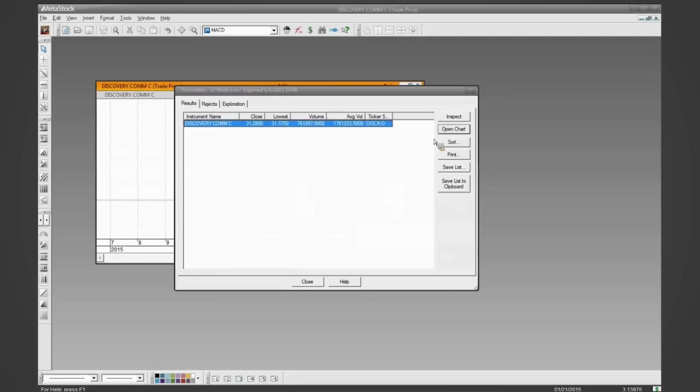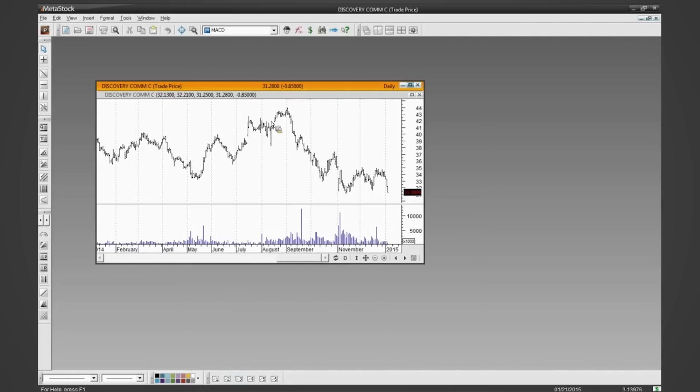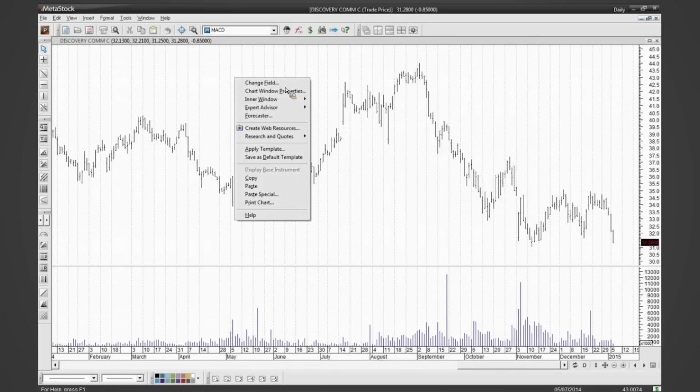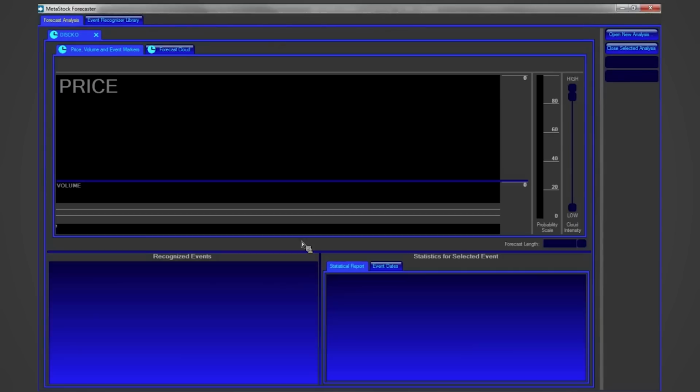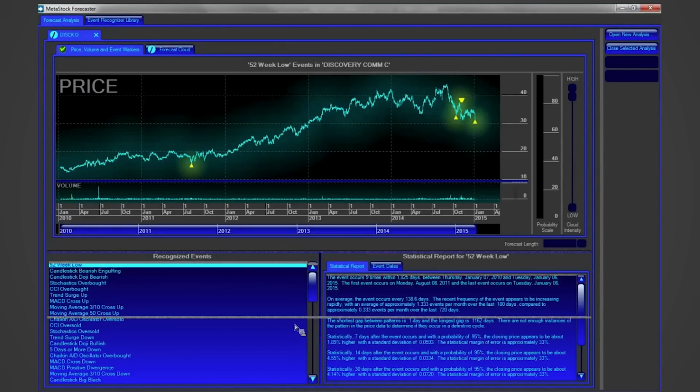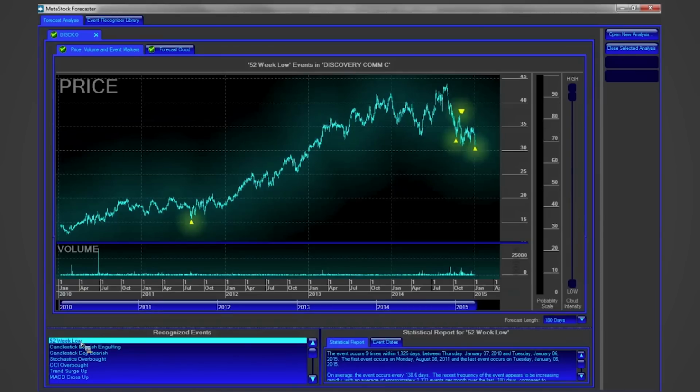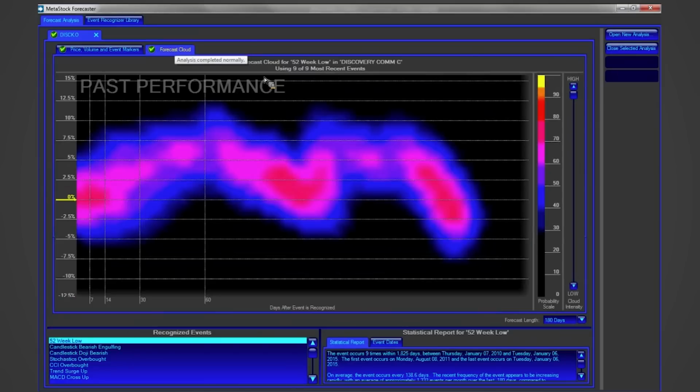So what we can do here is just open that chart, pull it open, and then right-click and from here go to the forecaster rather than doing it from the Power Console. So if you have a chart open, right-click, go to forecaster. Okay, and we're going to see that 52-week low pop up right there. Now we can see here there aren't a lot of events or times that that's happened. So it will do that analysis. If it doesn't have enough events, it'll tell you. But it will actually give us a cloud.